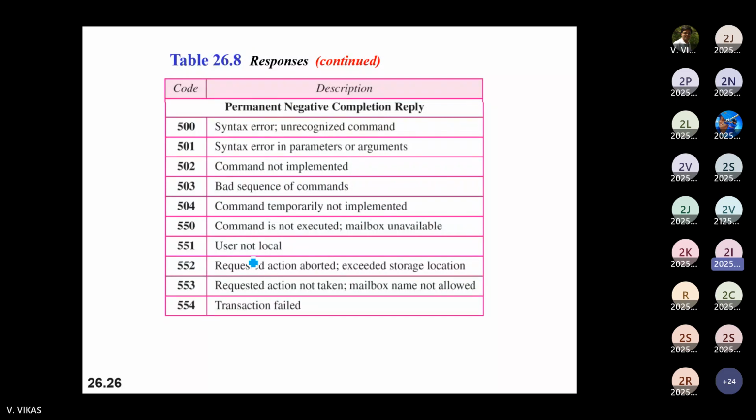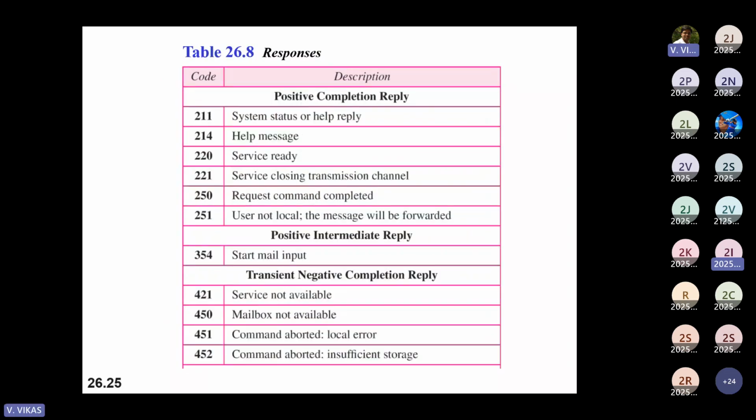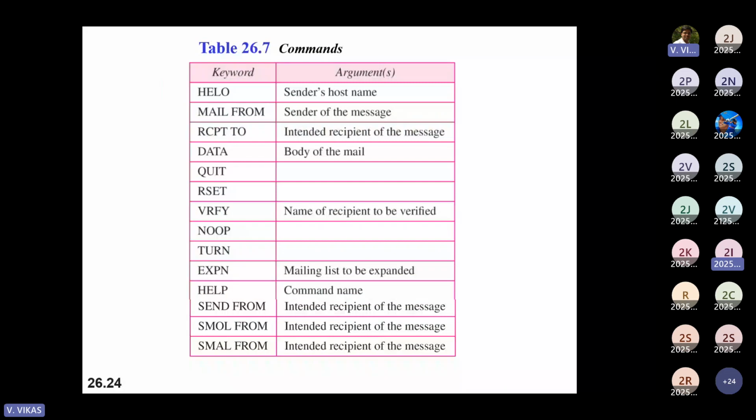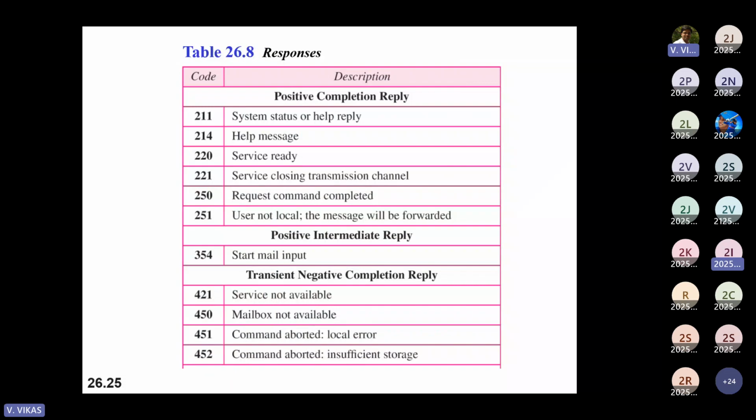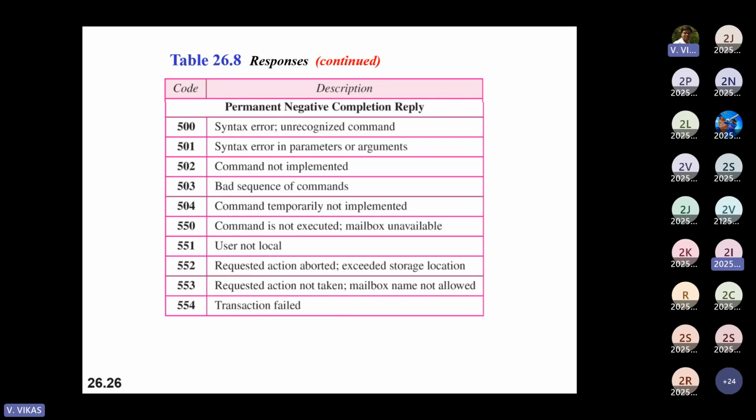Okay. Then responses. These are the commands which we are using and the corresponding arguments. In reply, we will be getting these responses. Positive completion replies will all be in the 200 range, 200 to 250, something like that. Positive intermediate replies we are going to have like this, such as start mail input. Transient negative completion reply: whenever you have some issue, we are going to use this one. So like that, we are going to talk with respect to numbers.